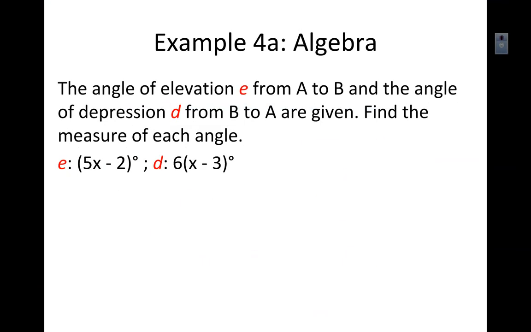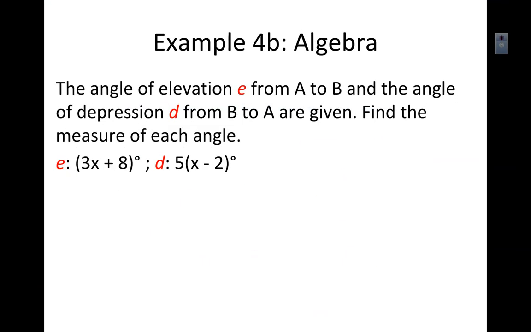So let's take a look at part B of number 4. So once again, the same type of problem: angle of elevation from A to B. So set up your drawing, solve for x, and then plug it back in to find the measure of each angle. So pause the video, work it out, and see how you do.